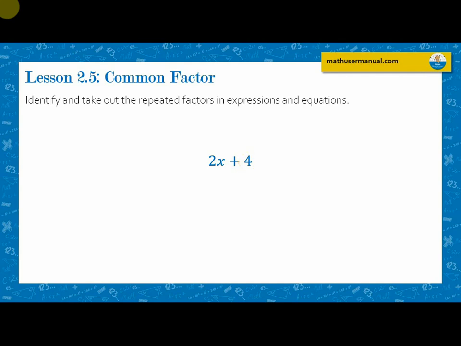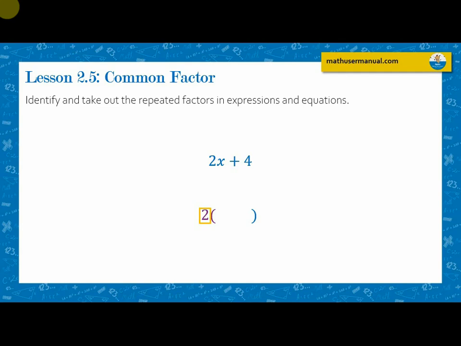Well, the first thing we need is a parenthesis. And then that 2 that they both have in common, we're going to take it away from each of them. So we take a 2 from the 2x and a 2 from the 4, and we put it outside multiplying the parenthesis. But what does it mean to have a 2 as a common factor?